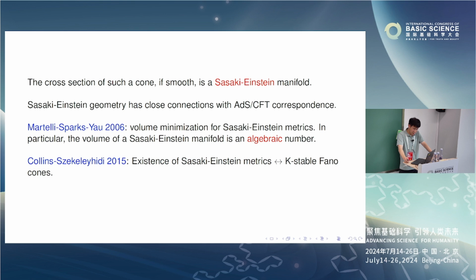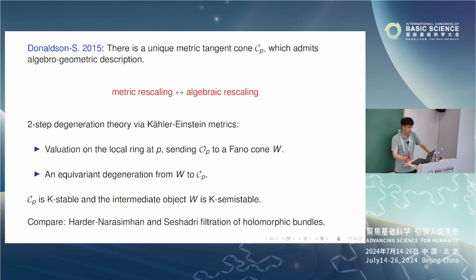AdS-CFT correspondence. In particular, there's a work of Martelli, Sparks, Yau about the volume minimization for Sasaki-Einstein manifolds, and then they proved this surprising result that the volume of a Sasaki-Einstein manifold is an algebraic number. And there's also a generalization of Yau's conjecture to Sasaki-Einstein manifolds by Collins-Szekelyhidi. So, crucially depending on this algebraicity of the volume, Donaldson and I proved that there is a unique metric tangent cone, and this has an algebro-geometric description.